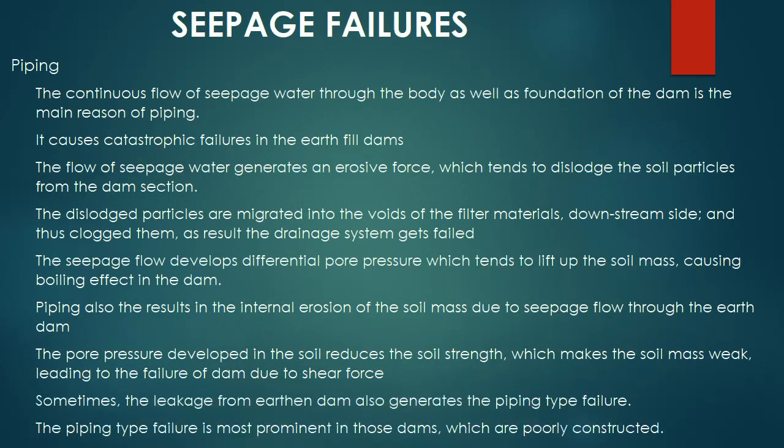There are two types of failure under seepage failure of earth dams. The first one is piping. The continuous flow of seepage water through the body as well as foundation of the dam is the main reason for piping. It causes catastrophic failures in earth-fill dams.